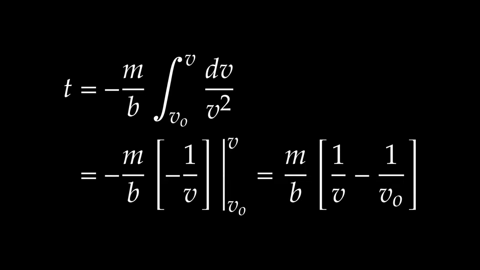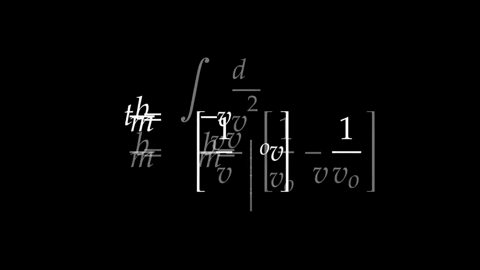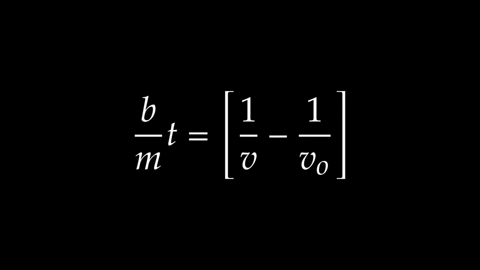And so what I'll do is make some effort algebraically to invert this equation. So let me start with t is equal to, I'm simply rewriting what I have down here. I'm going to take an algebraic step because why rewrite things? I'm simply going to take this m over b here and multiply it to the other side so that I have b over m times t is equal to 1 over v minus 1 over v naught.